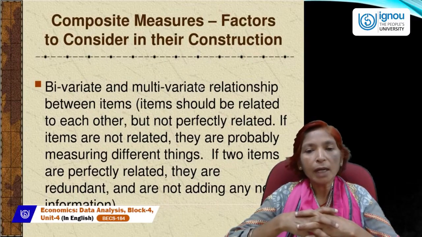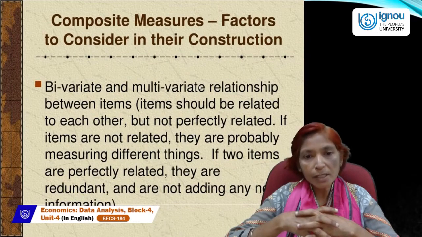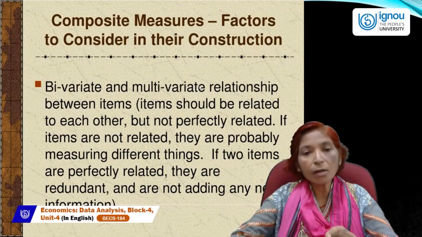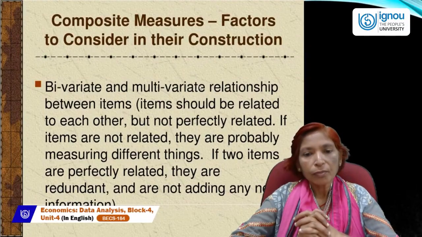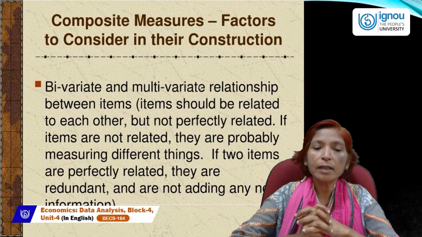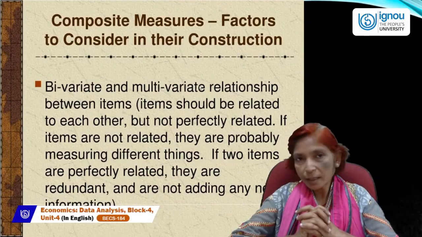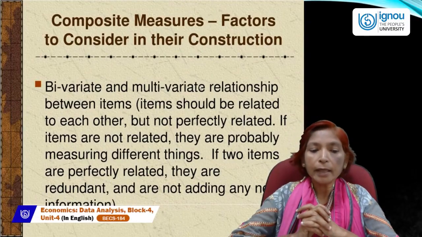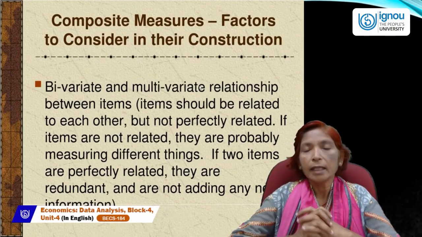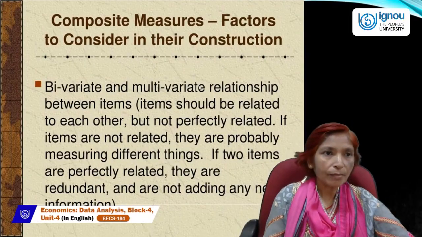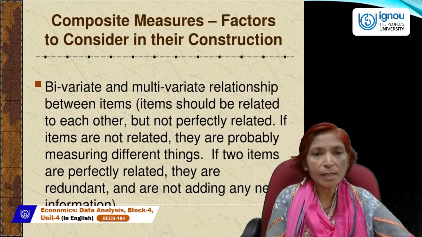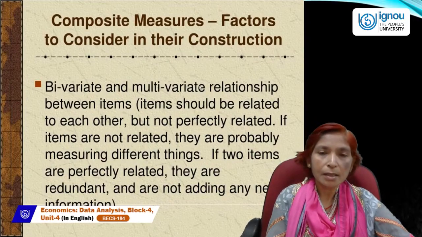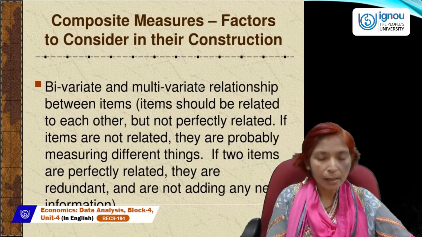Then bivariate and multivariate relationship between items. Items should be related to each other but may not be perfectly related. If items are not related, they are probably measuring different things. If two items are perfectly related, they are redundant and are not adding any new information. So these are the composite measures, the factors which we have to consider in the construction of this index number.